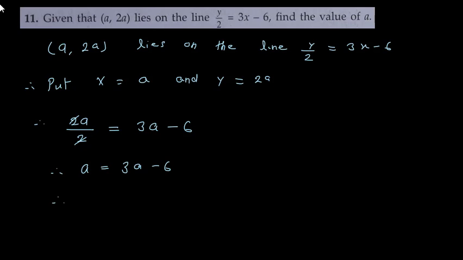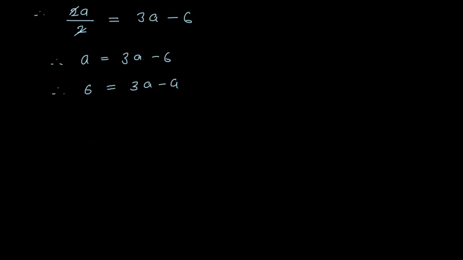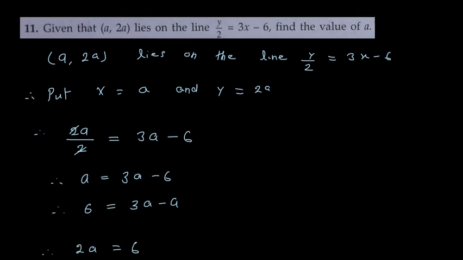Therefore I will bring this a on right and this minus 6 on left. So I will say that 6 is equals to 3a minus a. So 3a minus a will be 2a. So therefore we will say that this 2a is equals to 6, and therefore a is equals to 3. So the value of a is 3. Simple.